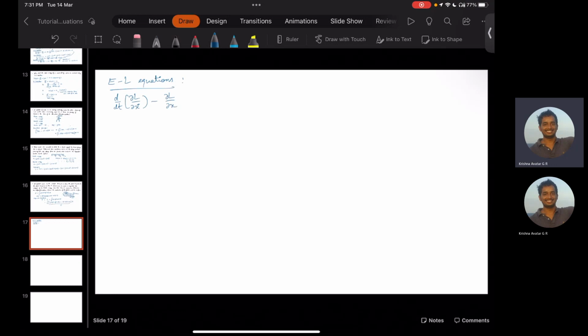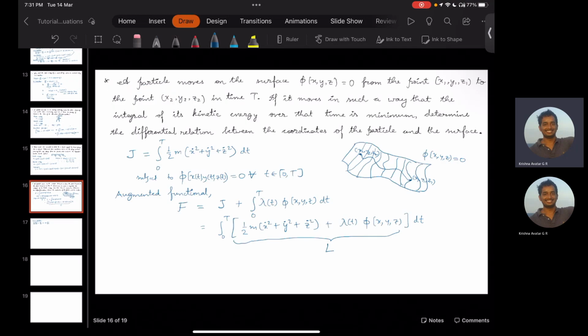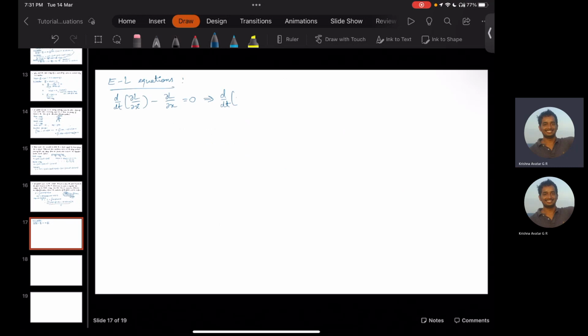with respect to x is equal to 0. And this gives us d by dt of partial L with respect to x dot, which is 2x dot divided by 2 times m, so it is m x dot, right? Minus del L by del x.